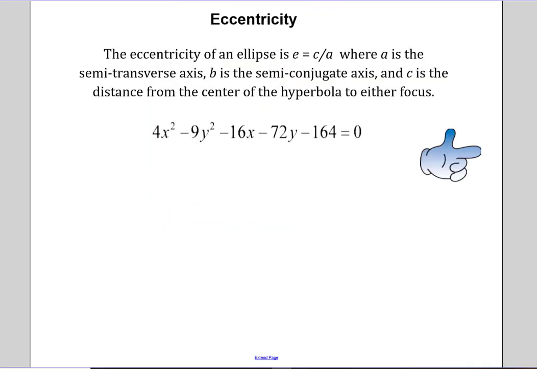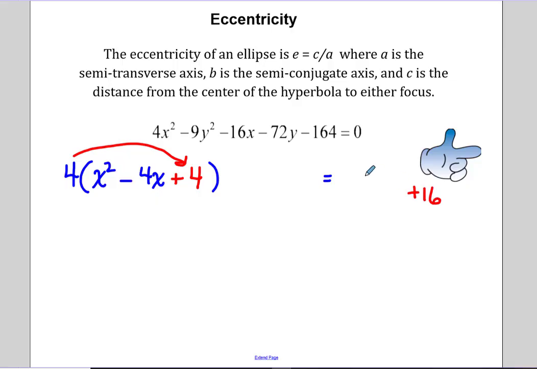And then back to eccentricity, we recall from last time eccentricity is c over a. And in this case, we're going to complete the square. So I'm going to factor out a 4 from both of the x terms, so 4x squared, and 4 times 4 is 16. And completing the square, half of 4 is 2. 2 squared is 4, but we're adding 16 on the left side. So I want to add 16 over here after we move that 164 over.